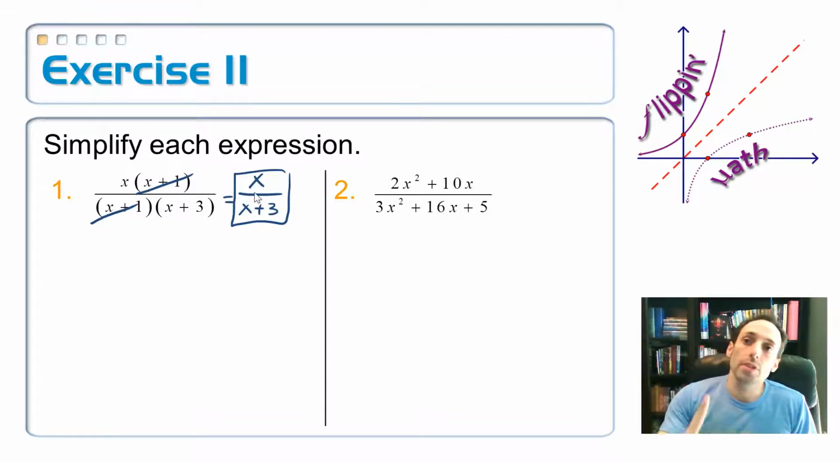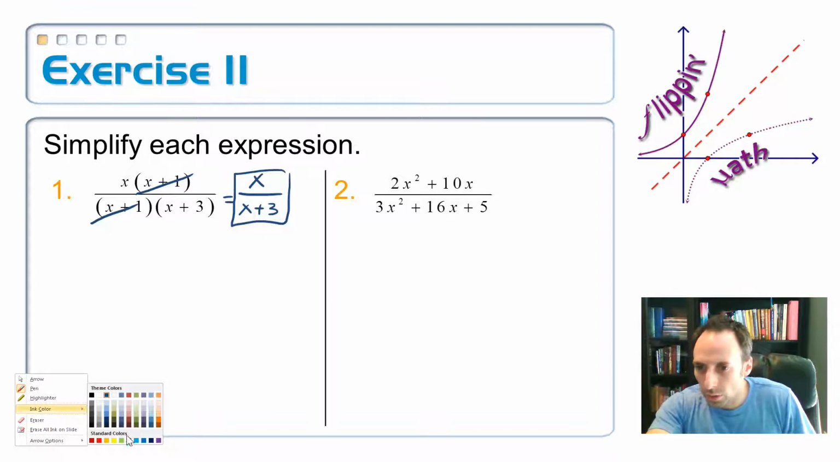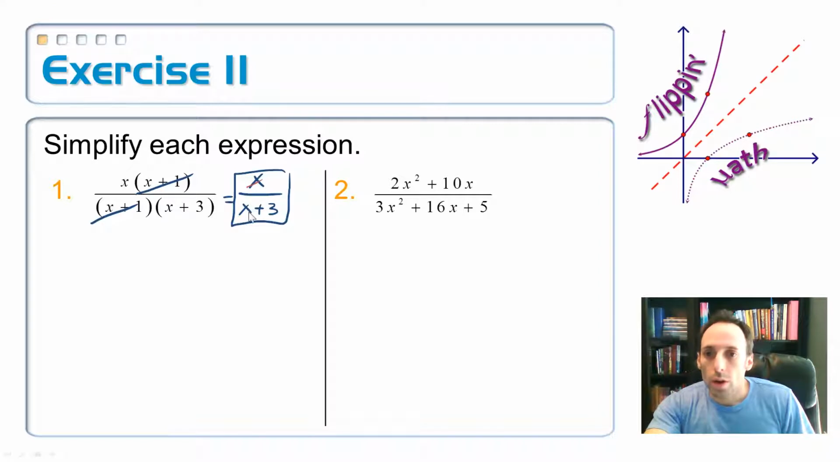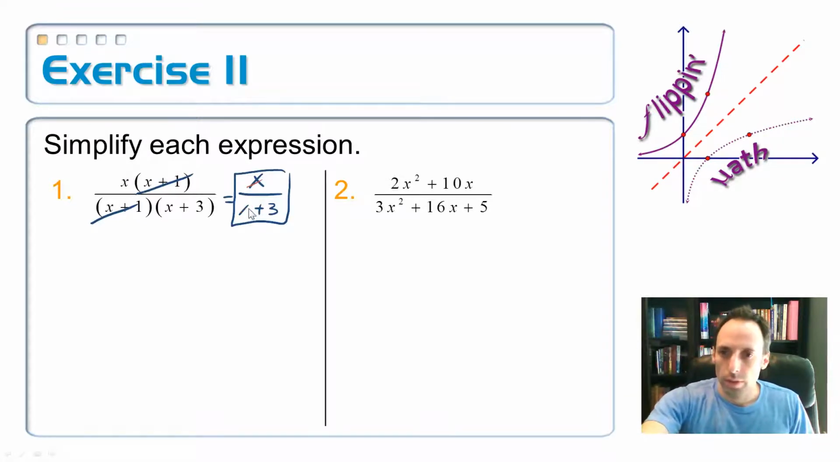Now, a common mistake that some people will make is that they'll want to cross out the x's. Let me change colors here because this is going to be totally wrong. Make it in red. They'll want to cross out these x's and just be left with maybe a 1 over a 3 on the bottom. But I can't do that because x plus 3 is one whole factor, and I can't cancel out the individual term inside of it. So let me get rid of that there.